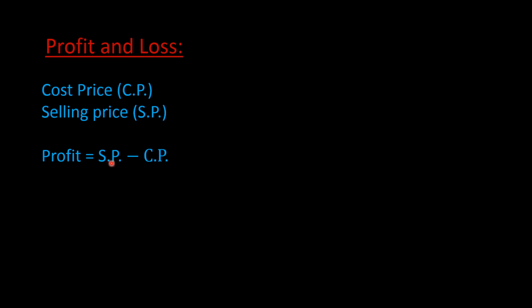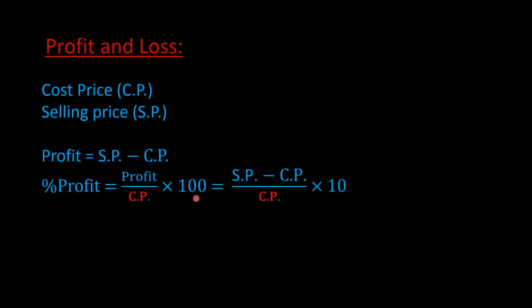When the selling price is greater than the cost price, we make a profit. For example, suppose if we buy a machine for rupees 1 lakh and sell it for rupees 1,20,000, then we make a profit of 20,000 rupees. It is convenient to express profit in percentages. Hence, percentage profit is profit divided by CP multiplied by 100.